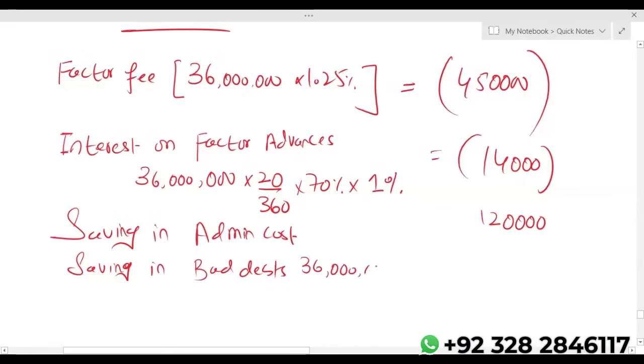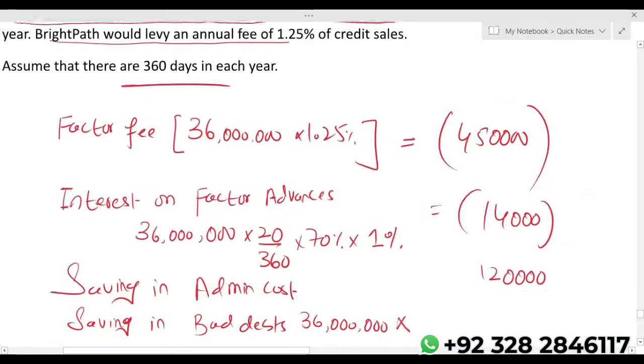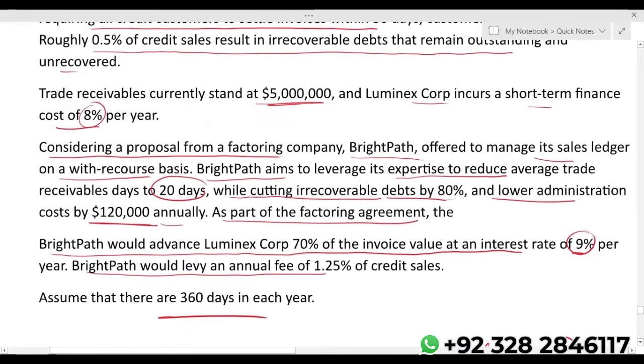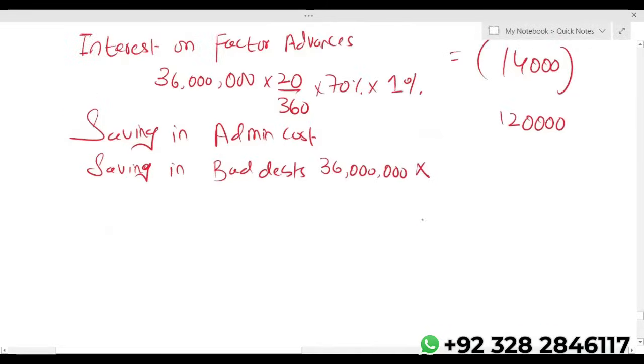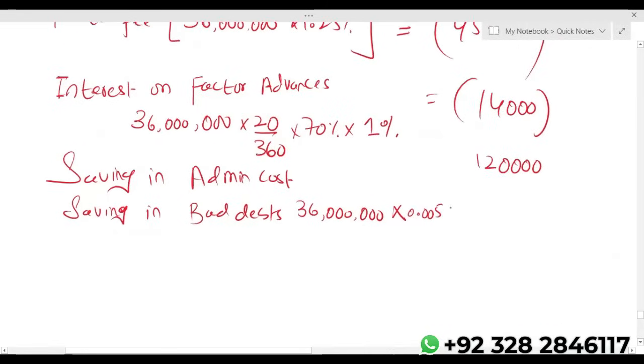$36 million. Bad debt percentage is how much? 0.5%, means 0.005 into 80%, because it is mentioned by the factor that bad debt will be saved by 80%. So 36 million. Students, I'm getting 1,44,000. Saving in the bad debt is 144.